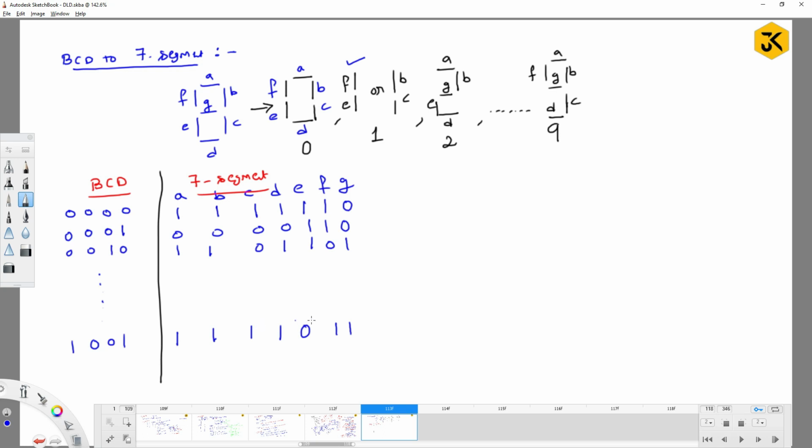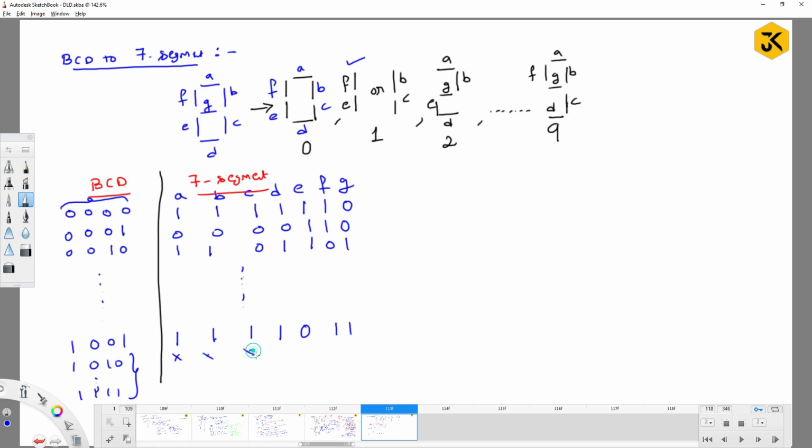Am I right? E should be 0, right? So like this, you can draw the truth table. What about the remaining numbers, if I have 4 bits as input? They are like 10 to 15, right? Those 10 to 15 are going to be invalid. If I give 1010 and so on, up to all 4 ones, these are going to be invalid.